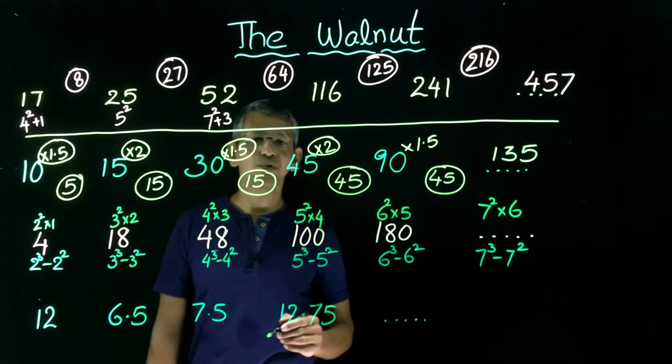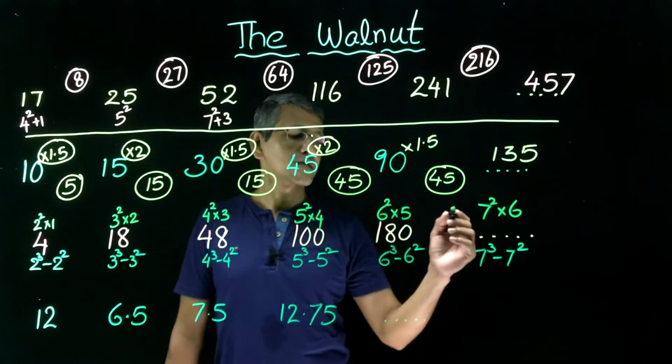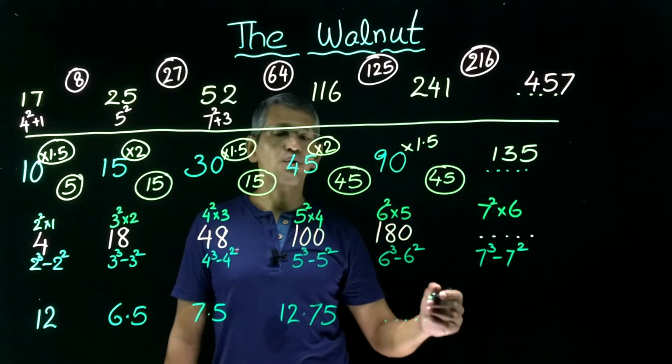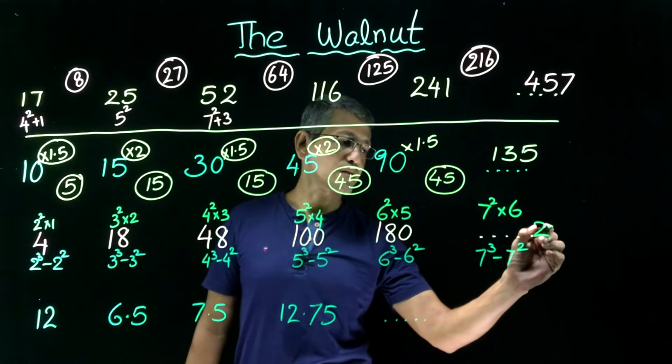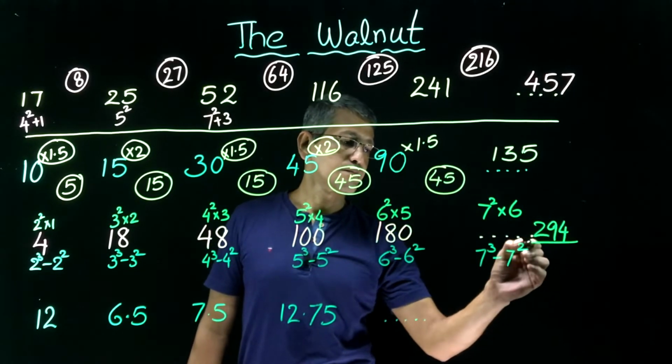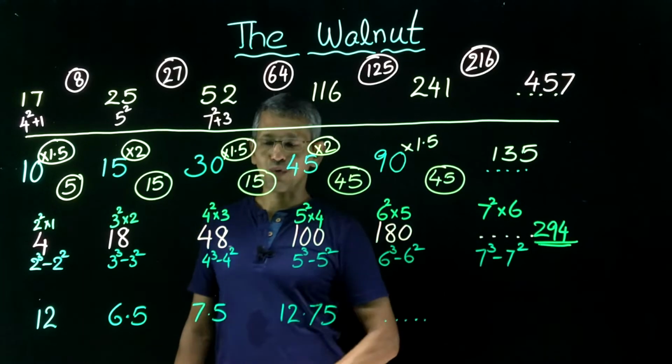So 7 square is 49, 49 into 6. Same as 7 cube minus 7 square, you'll get the same answer. So the answer we have here is 294. Alright, let's go for the next one.